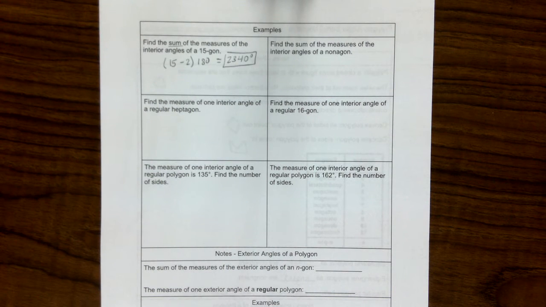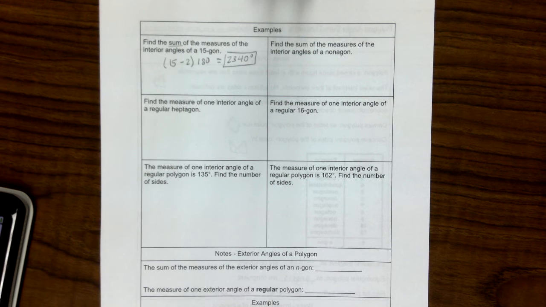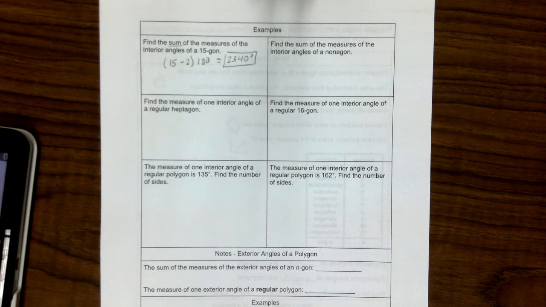Let me verify that. This would be 13 times 180. Yeah, 2,340. So any kind of 15-gon, when you add up all the angles, you're going to get 2,340 degrees. That's what that means. Find the sum of the measures of the interior angles of a nonagon.